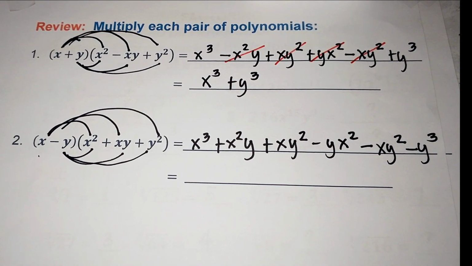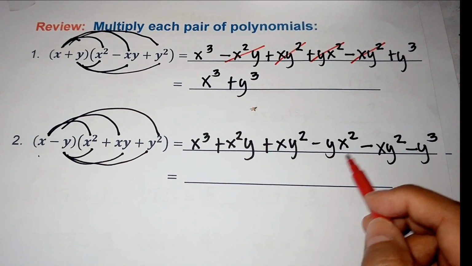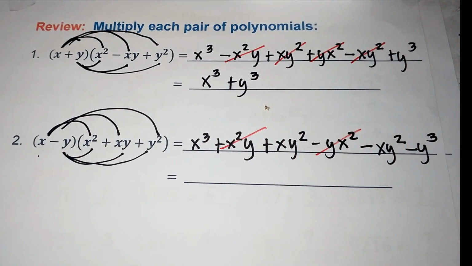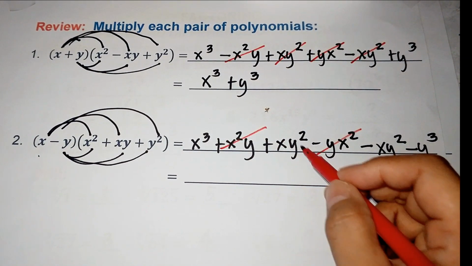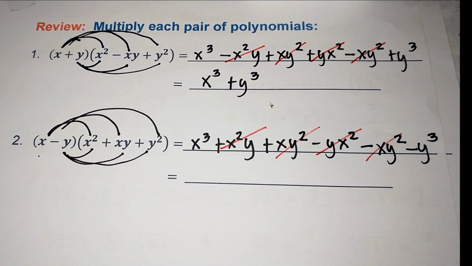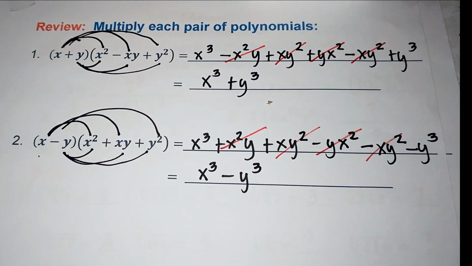So, just like in the first one, we can see here similar terms which are opposite in sign, like x squared y and negative yx squared. x squared y and yx squared are just the same. One is positive, one is negative. So we cancel them because their sum is 0. The same with xy squared and negative xy squared. The sum is 0. So our final answer is x cubed minus y cubed. So what is the relevance of this? This particular video is dealing with the factoring of a sum or difference of two cubes.